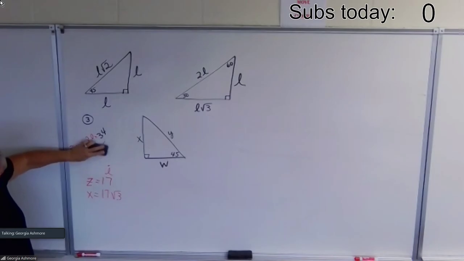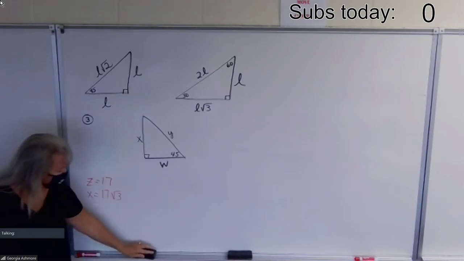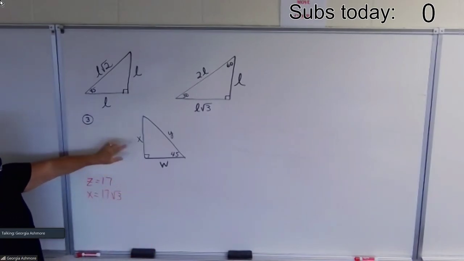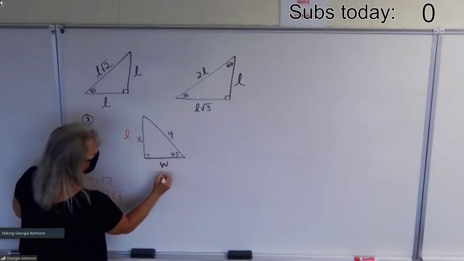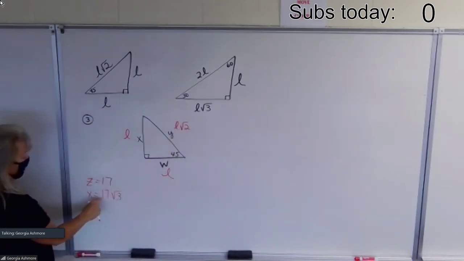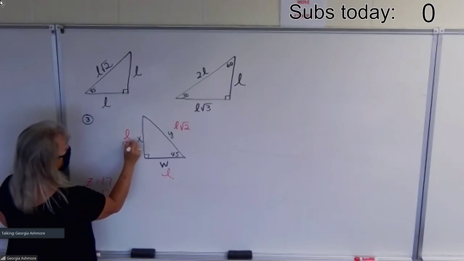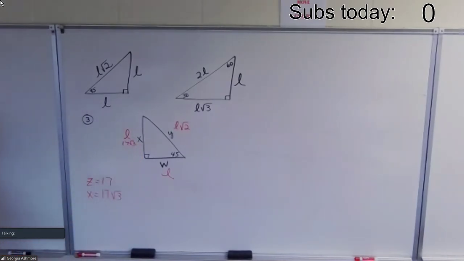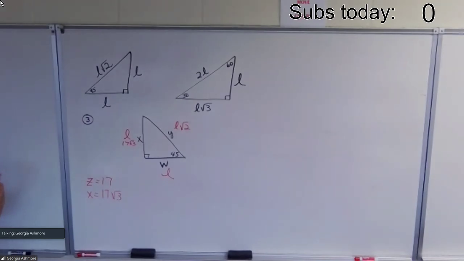Okay. Now, forget this triangle. Forget it. All right, now you're looking at this triangle, which is a 45-45-90. So this is L, this is L, and this is L square root of 2. Our X is actually that 17 square root of 3. Well, that's what my L is. Do you see that this L is not the same as the L in the first triangle? That's why I erased it, so it goes away.